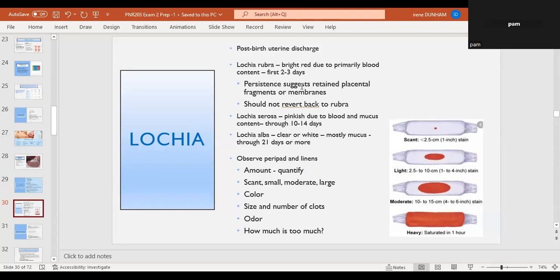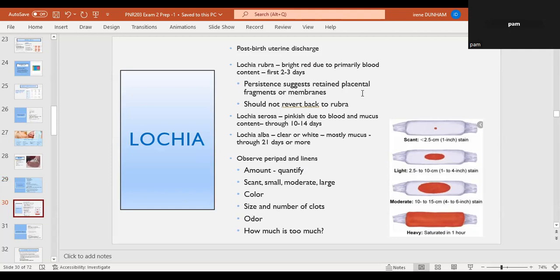And then its persistence suggests retained placenta fragments. That means if you still have a lot of this lochia rubra, she may have placenta fragments. We talked about that. So you have to call the doctor and let them know that she keeps bleeding.